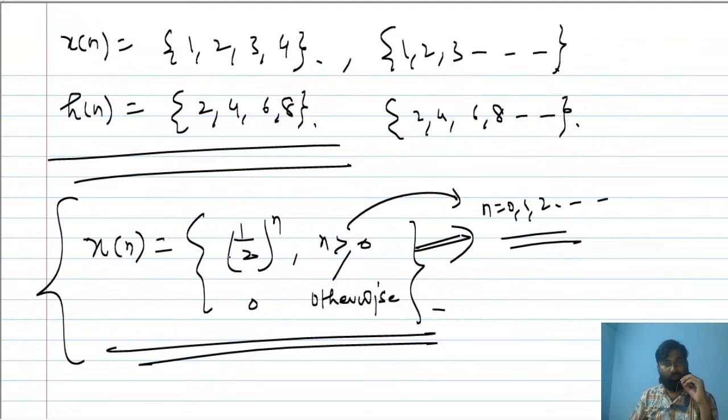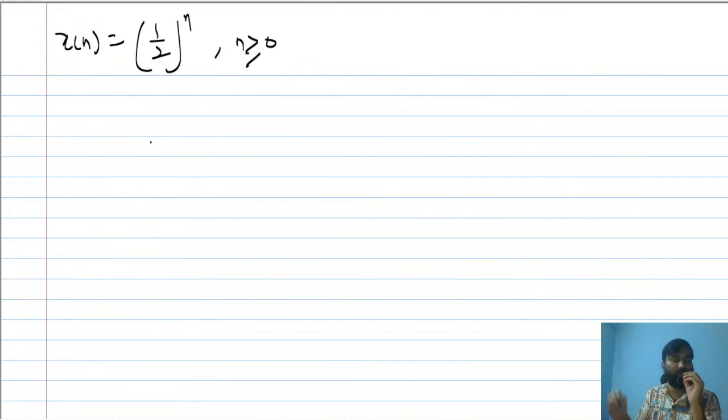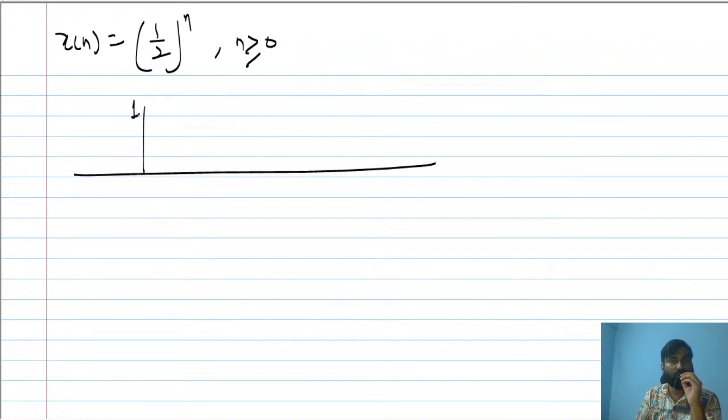So you guys can also convert this into a graph in terms of samples, right? Suppose x of n is 1 by 2 to the power n, where n is greater than 0. So you can put n equal to 0, which means the sample height is 1. N equal to 1 means the sample height is half. And as n increases, your sample will decrease. It is kind of a discrete exponential decay.